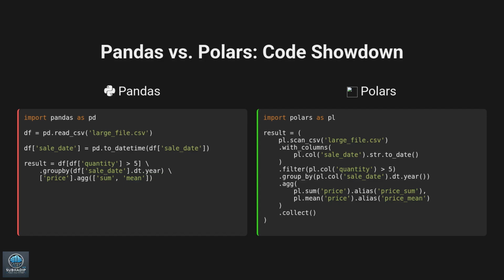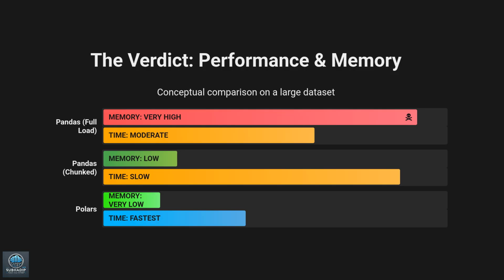Let's compare the code for a typical ETL task, reading a CSV and performing a group by aggregation. You can see the Polars syntax is clean and expressive, but the real difference lies in its performance under the hood. The results speak for themselves.